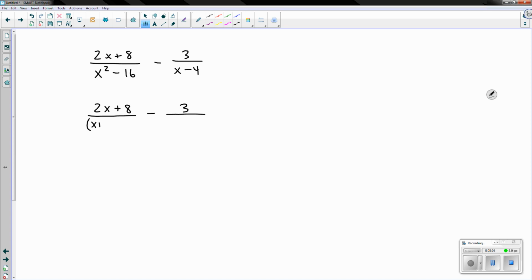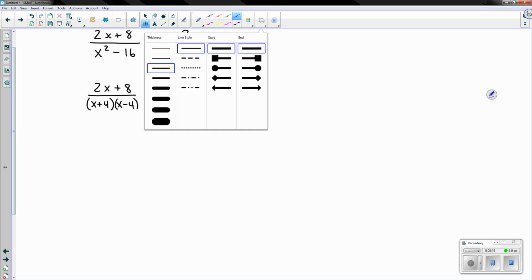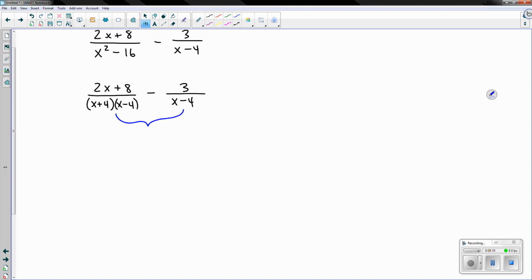So bottom left is a difference of squares. Bottom right is just linear, can't be factored, there's no GCF to remove. Now when I compare these two, these are the fully factored forms, so I can identify a least common multiple. What's common amongst them and what's uncommon? So what's uncommon must be included, the x plus 4. What is common is x minus 4. So there's your common denominator. So now we can adjust the denominators so that we have them both over x plus 4, x minus 4.